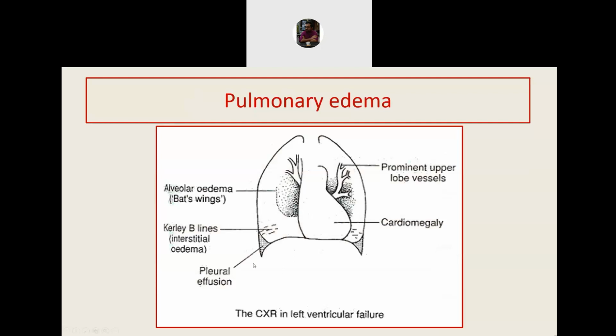An X-ray of the heart will show presence of prominent vessels in the hilum of the heart. This is again because of venous congestion. And as we have already seen in the previous episodes, this can also be called a bat wing appearance.